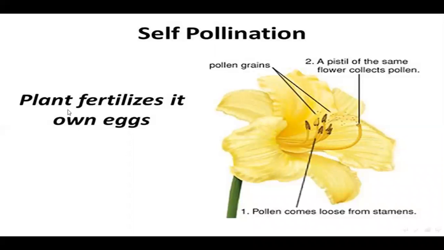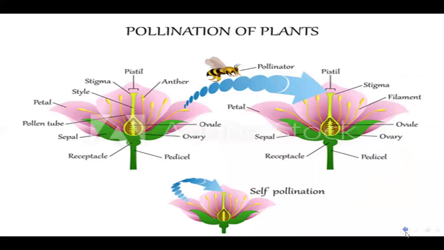Self-pollination: the plant fertilizes its own eggs. Remember, the plant fertilizes its own eggs. Again, here you see pollination of plants. This one shows you cross-pollination, and that one shows you self-pollination. Cross-pollination takes place through the pollinators, and self-pollination takes place in the same flower.